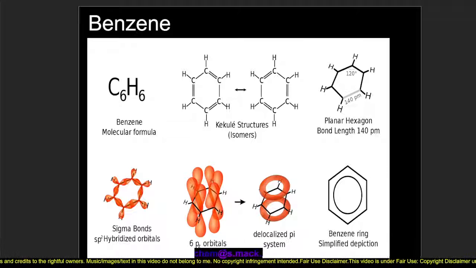Initially, benzene's structure, which was derived by Kekulé, in his determination of the structure, he proposed that it could have existed as two possible structures or isomers. If we look to the center of the diagram, we're going to see Kekulé's structure, which shows alternating single and double bonds. The two structures are considered to be distinct or isomers of each other.